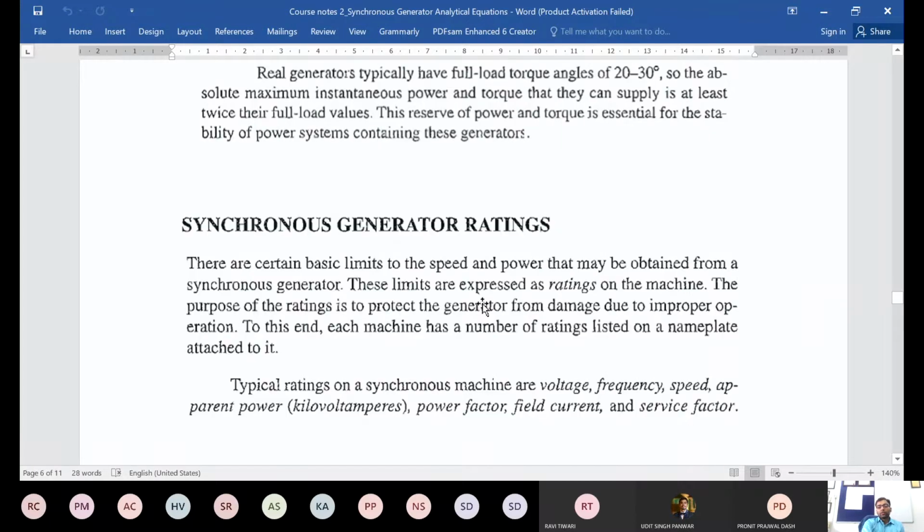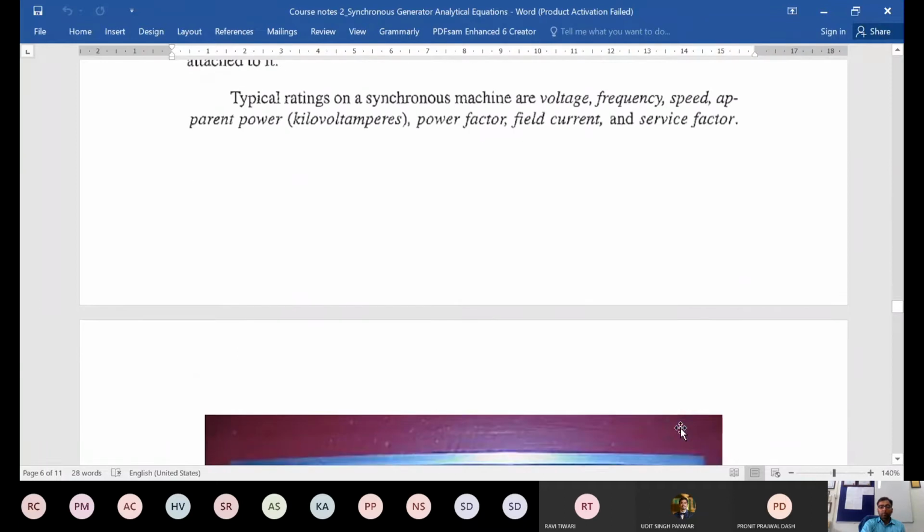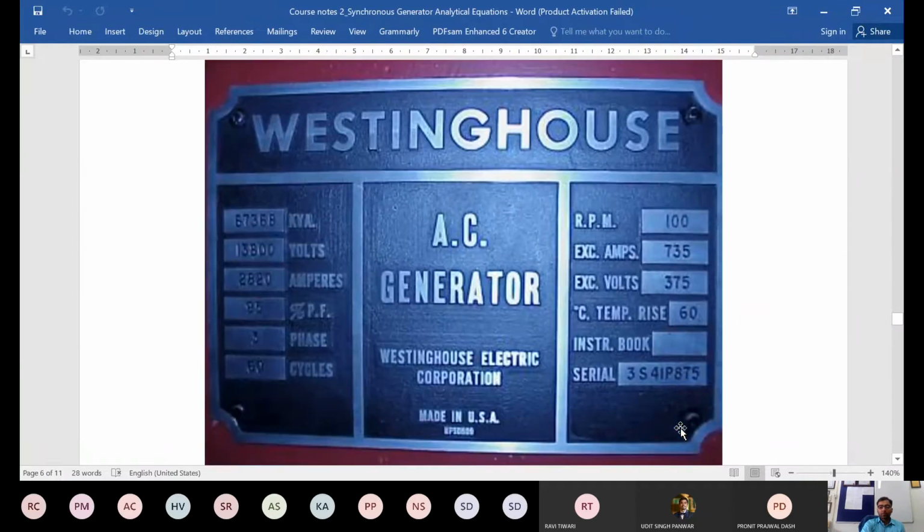So we will look at a few of these, and the typical ratings on the nameplate are these: the voltage, frequency, speed, apparent power in kilovolt amperes, the rated power factor, field current, and service factor. So we'll look at these. Before we go ahead, this is just one sample of a nameplate rating of a synchronous generator. This left portion is not very visible, a little less clear, but I hope you can still make it out. So the rated power of this machine is 67.3 MVA, 67,000 kVA.